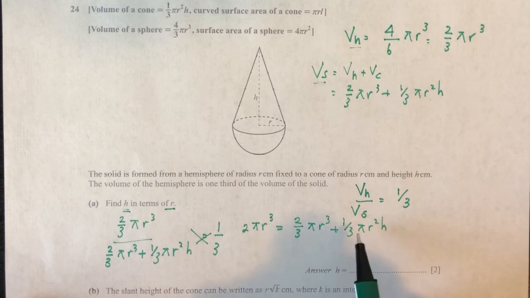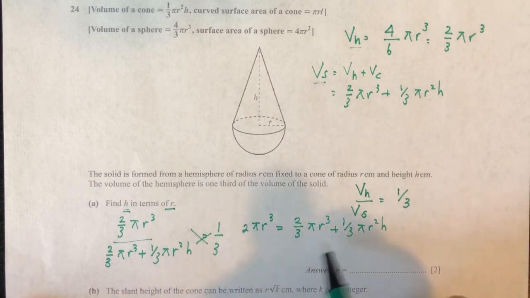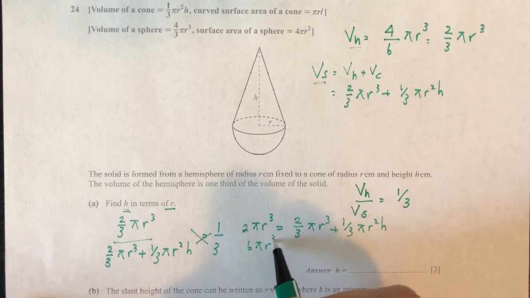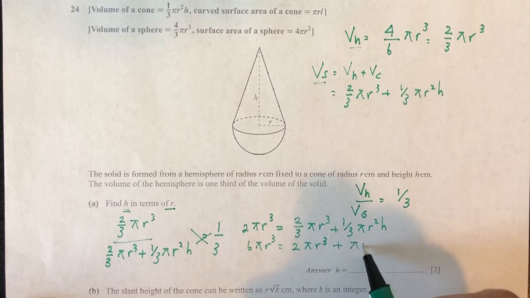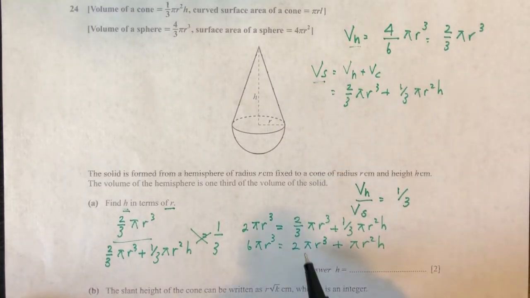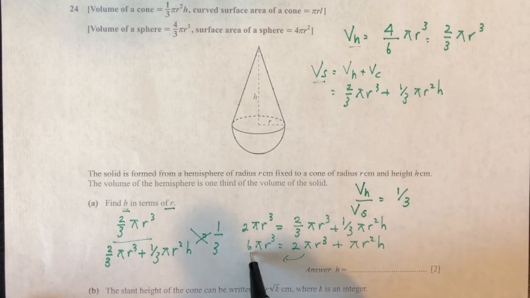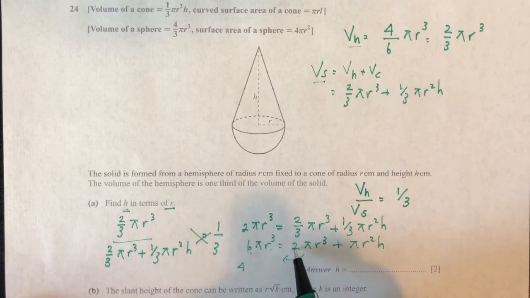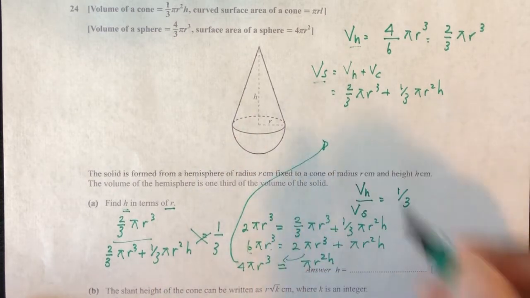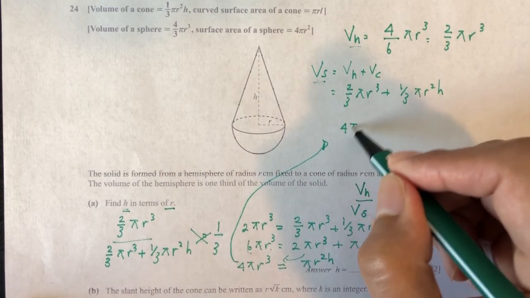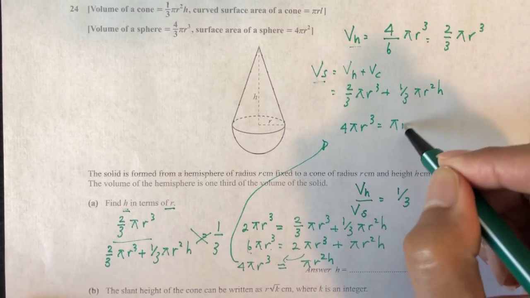So we can multiply everywhere by 3. We will have 6 pi r cubed equal to 2 pi r cubed plus pi r square h. So now, if we send this to this side, we will have 6 pi r cubed minus 2 pi r cubed. It will be 4 pi r cubed equal to pi r square h. So let's take this here. We have some space. Right now we have 4 pi r cubed equal to pi r square h.